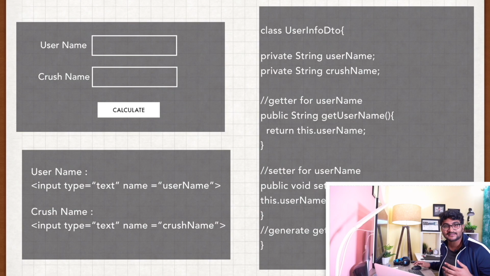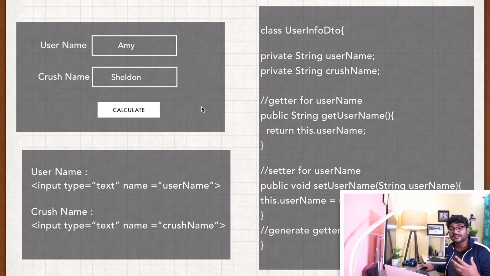So basically what we mean by that, we need to observe our form. For example, here in our form, we have two text boxes, two form fields. So I have created similar two variables inside a class. And here I've created the DTO class, right? And I have created necessary getters and setters for them. So right now, let's say I'm entering a username and crush name right here. The intention here is the Spring framework will automatically bind these values, the username value ME, to this particular username, and the crush name Sheldon to this particular variable crush name.